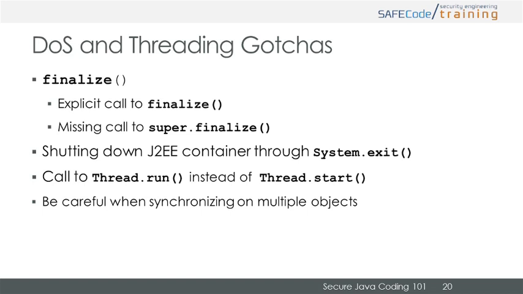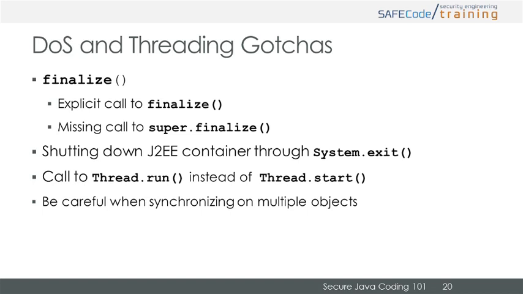Another simple pitfall that tends to be hard to find through testing occurs when programming in Java 2 Enterprise Edition. In this context, code running inside a container should never call System.exit. This leads to shutting down the whole container, rather than just the malfunctioning part of the app, and could enable a denial of service attack.